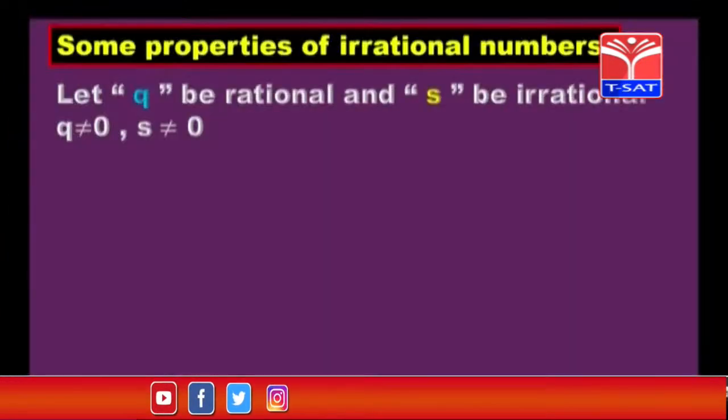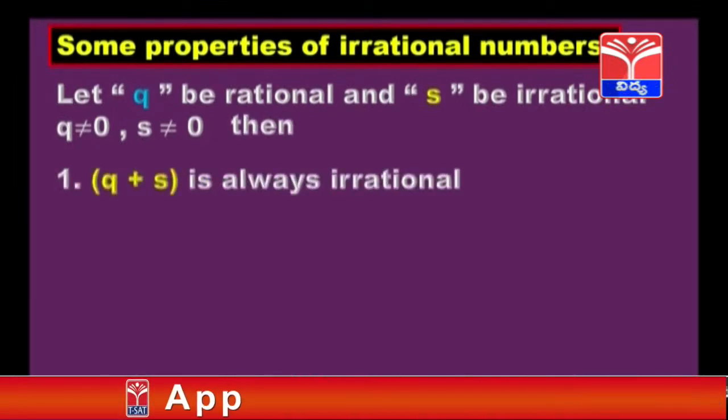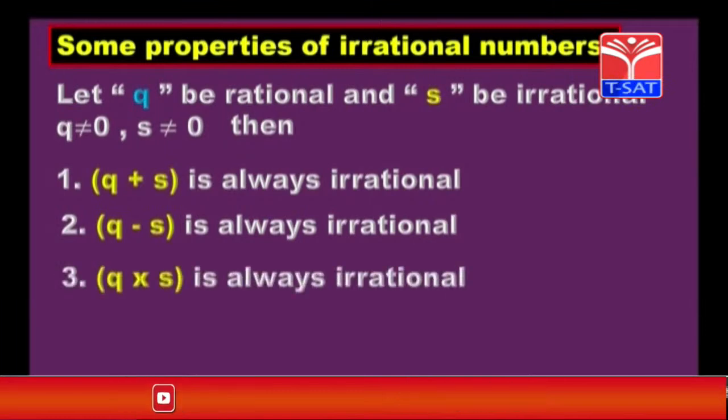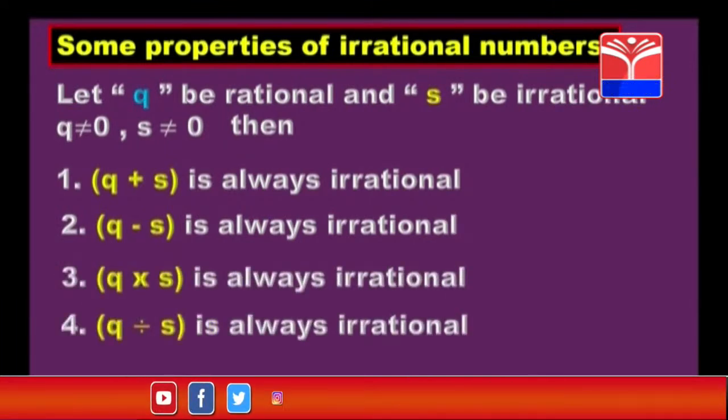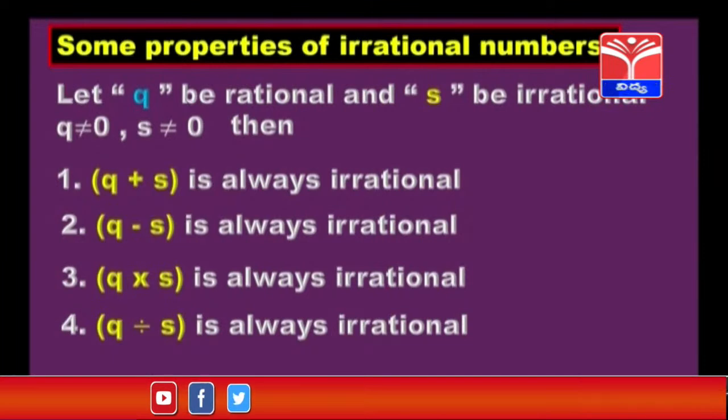Some properties of irrational numbers: let q be rational and s be irrational, and q is not 0, s is not 0. Then the sum q plus s is always irrational, q minus s is always irrational, the product q into s is always irrational, and the quotient q divided by s is always irrational. That means the sum, difference, product and quotient of a rational and an irrational number are always irrational.